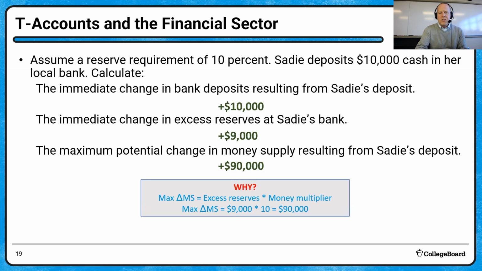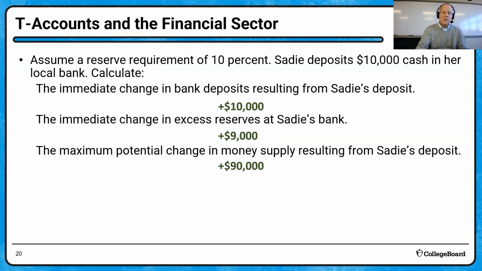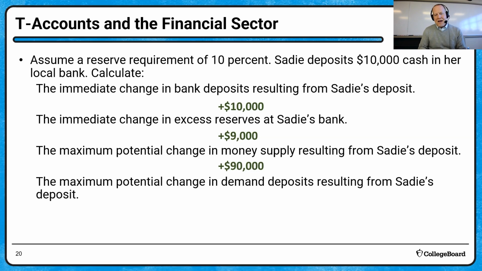Finally, one more question, closely related, but not the same, and it's easy to confuse these. Calculate the maximum potential change in demand deposits resulting from Sadie's deposit. Okay, so again, stop, center yourself and think, what are we looking for? We're not looking for just the change in money supply. We're looking for the total change in demand deposits. Pause the video, answer the question, and then we'll go over it.